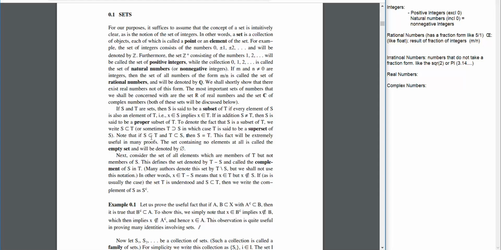So if T is a superset of S, and S is a superset of T, then S equals T. Extremely useful in many proofs. The set containing no elements at all is called the empty set and is denoted by a special symbol.